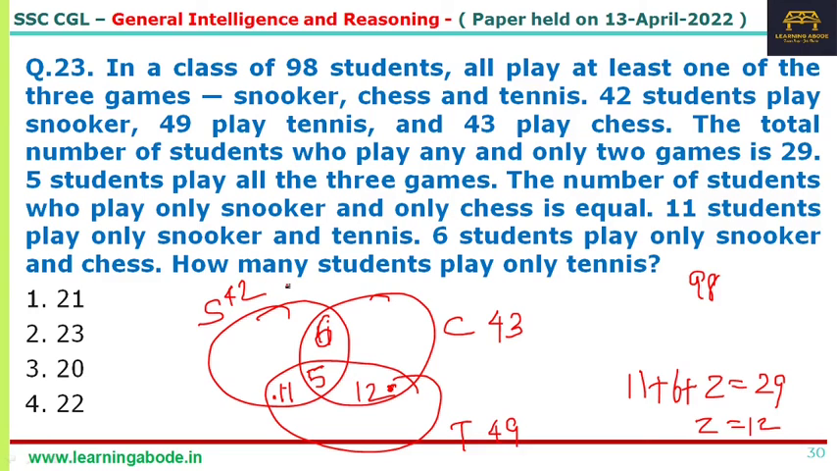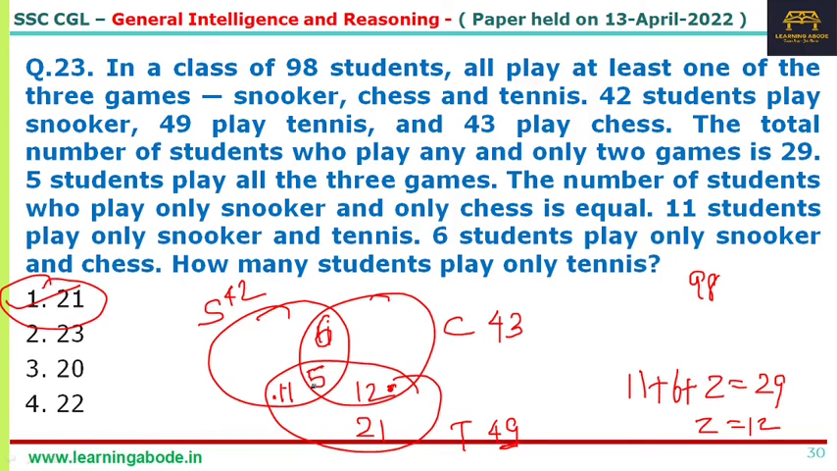Now what we want is how many students play only tennis. People who play tennis is 49, and people who play other games also along with tennis is 11 plus 5 is 16, 16 plus 12 is 28. So 49 minus 28, that will be 21. That's answer option 1, 21 is the right answer.